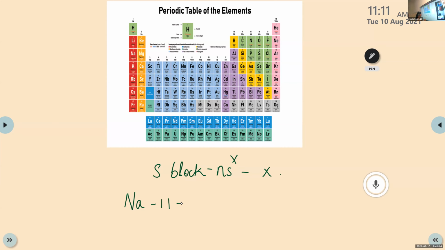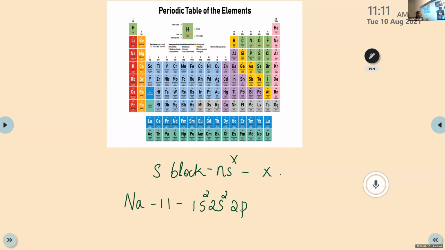Nimita, can you tell me the electronic configuration of sodium? 1s2. Then 2s2. Then 2p. Yeah, 2p. Now already 4 electrons are filled. Here the atomic number is 11, so there are 11 electrons. Already 4 electrons filled. So tell me the remaining.